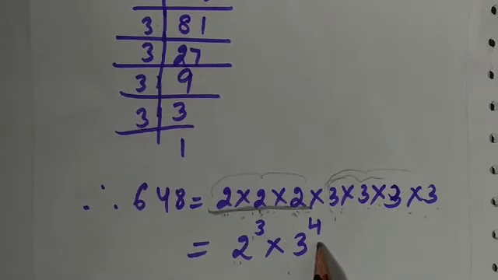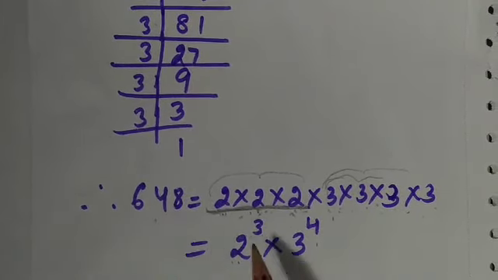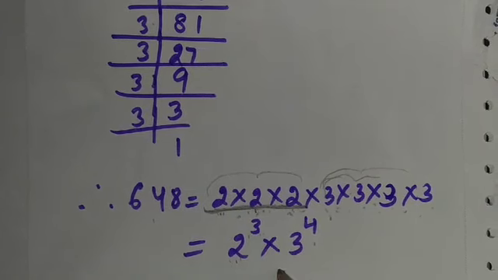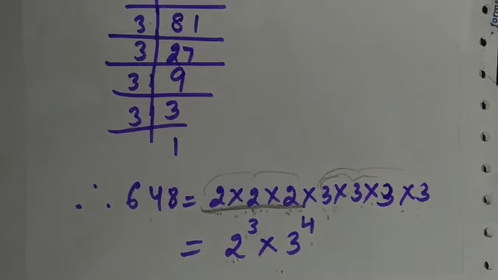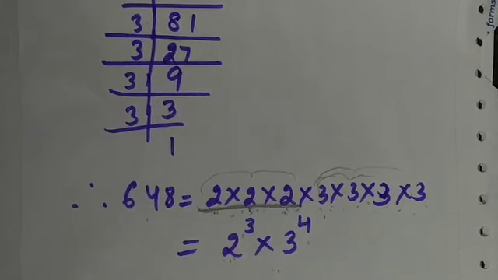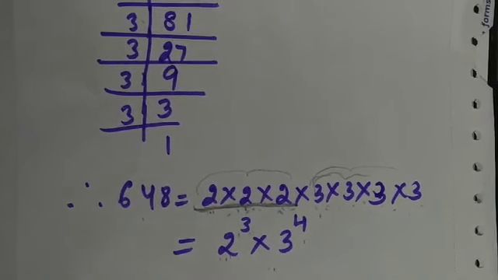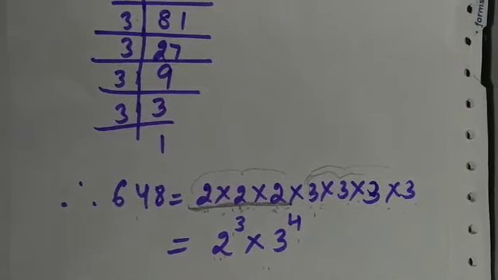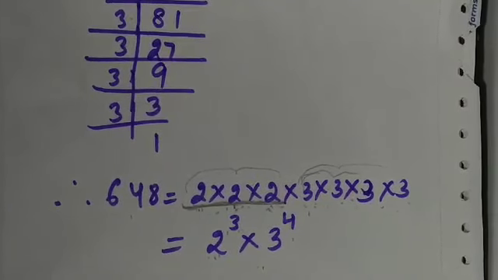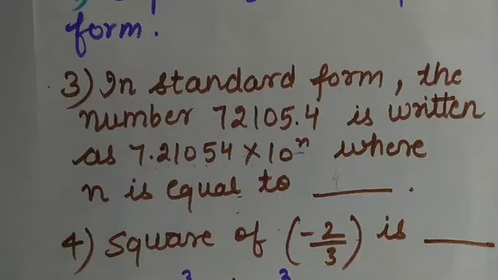So the exponential form of 648 is 2 raised to the power 3 into 3 raised to the power 4. Whenever you have to find any number in exponential form, always you have to take the prime factorization of that number. Okay, so this is your question number 2.